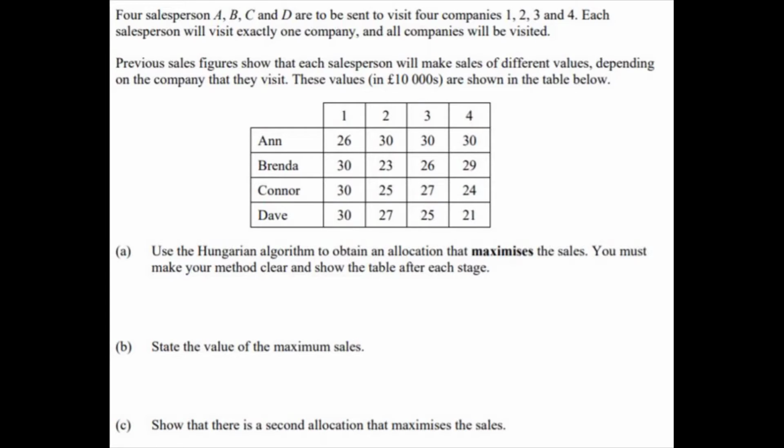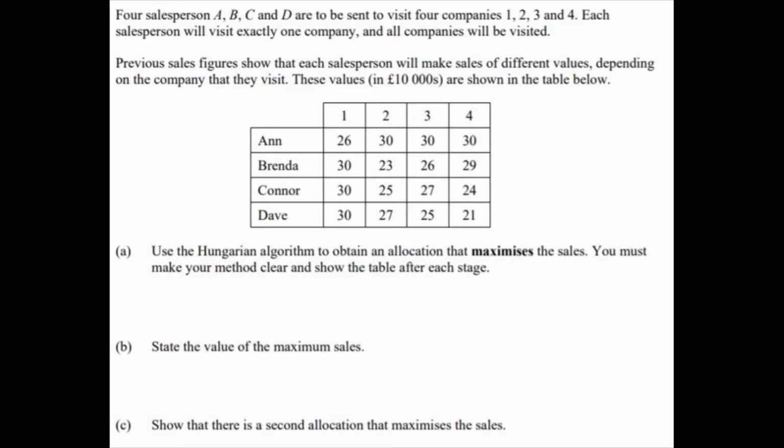4 salespersons, A, B, C and D, are to be sent to visit 4 companies, 1, 2, 3 and 4. Each salesperson will visit exactly 1 company and all companies will be visited. Previous sales figures show that each salesperson will make sales of different values depending on the company they visit. These values are in 10,000s of pounds. It's a UK question again, so we're using pounds. Doesn't really matter. As shown in the table before.